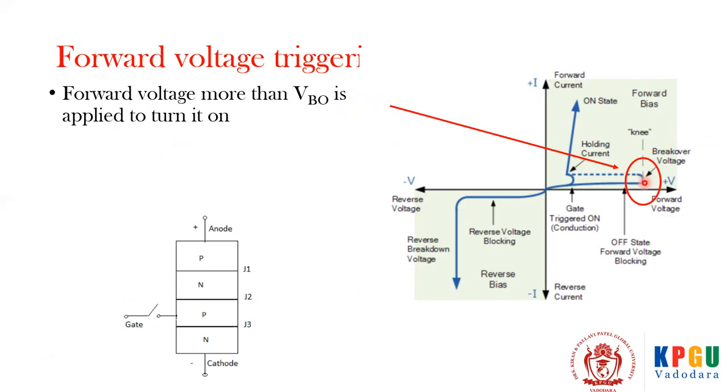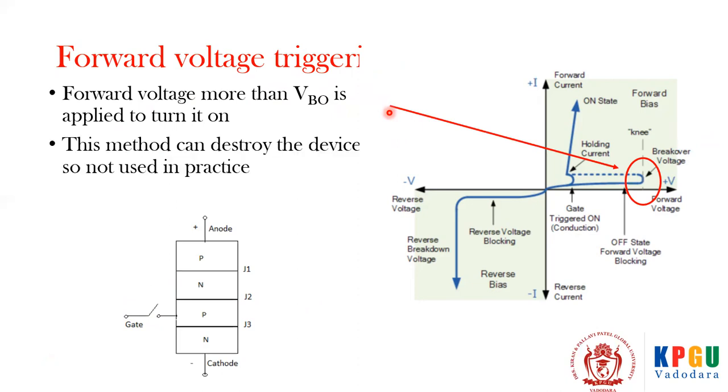So if we go for turning on this way, it is called forward voltage triggering. Of course, this is not a practicable way. Just for turning on, I cannot give that large voltage. So this method is not practically used. It can destroy the device. But yes, theoretically, it is possible to turn it on. That's why it is listed in the triggering methods.